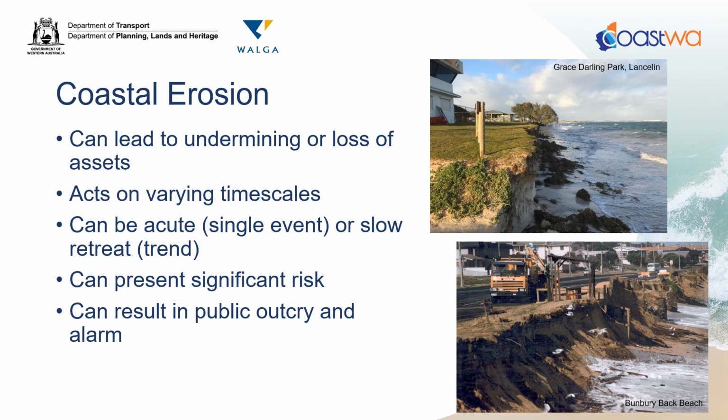Now this can present significant risk to assets. The couple of photos we've shown on the right hand side there, you can see the top one is an example at Grace Darling Park in Lansdowne, a case where the public foreshore was retreating over a number of years and there was significant loss to the point where public assets were threatened, and then the sea rescue, volunteer rescue building was also being threatened. So significant you can get some public outcry and alarm when you see this risk of erosion to significant assets.